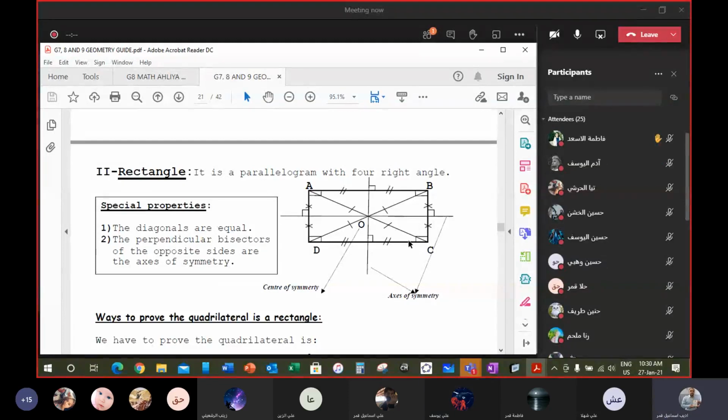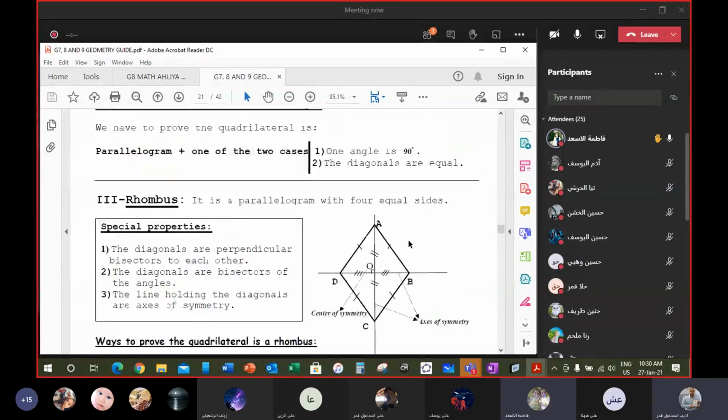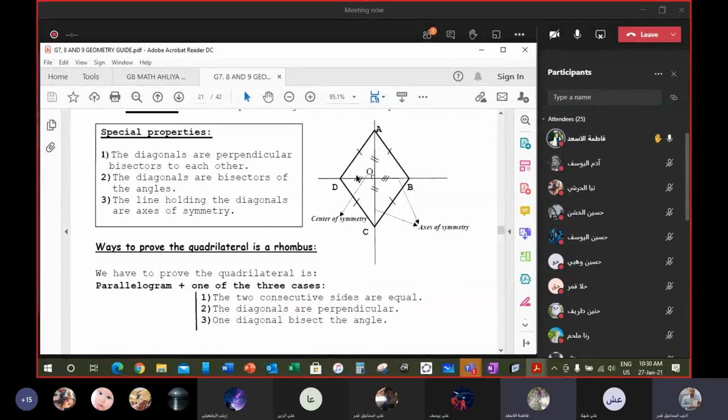Teacher, what does diagonals are bisectors of the angles mean? I didn't understand. In the rhombus, here BD is the bisector of the angle ABC and the bisector of the angle ADC. Also AC is the bisector of the angle DAB and the bisector of the angle DCB. Okay?